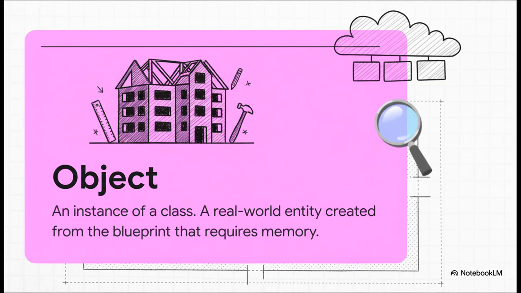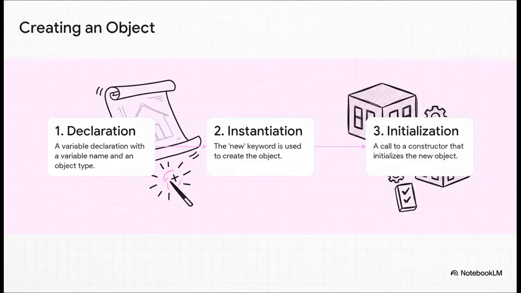Okay, so if the class is the blueprint, what do you get when you actually follow the plan and start building? You get an object. An object is the real thing, the actual house constructed from the plans. It's a living, breathing instance of that class that exists in the computer's memory, and it has its own specific data. Creating one of these buildings from our blueprint is a pretty clear three-step process.